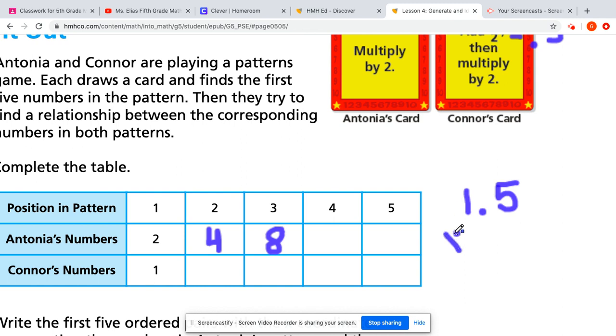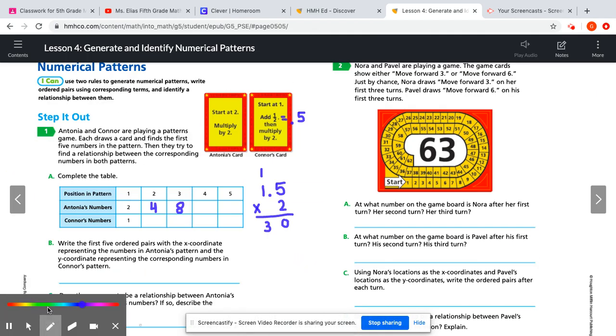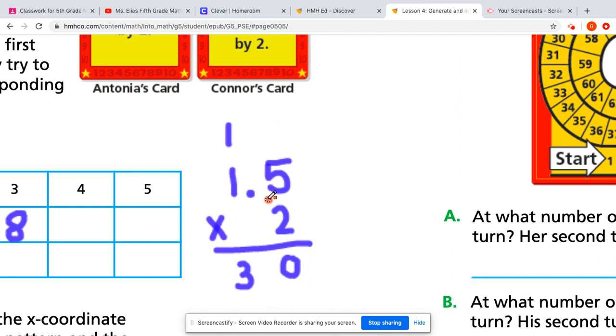So when we multiply decimals, we don't need to line up any decimal points. We just multiply normally. 5 times 2 is 10. 1 times 2 is 2, plus 1 is 3. And then remember, we just count the amount of numbers behind the decimal, and that's where we put our decimal point. So here I have 1 digit. Here I don't have any, so I'm going to have 1 digit behind the decimal point.